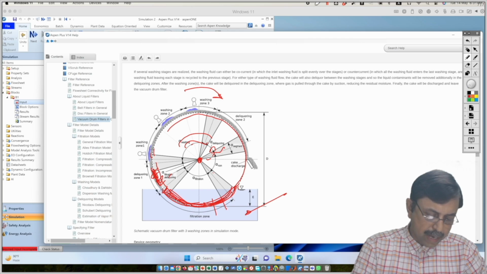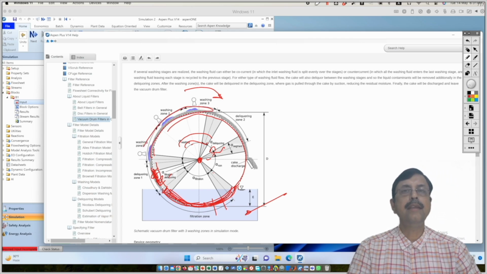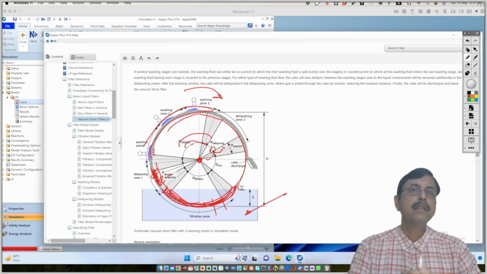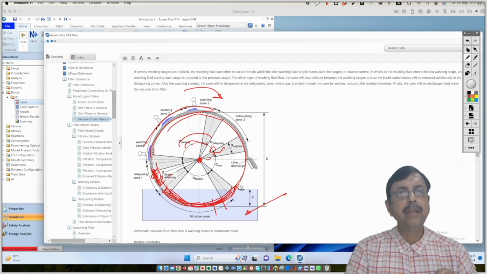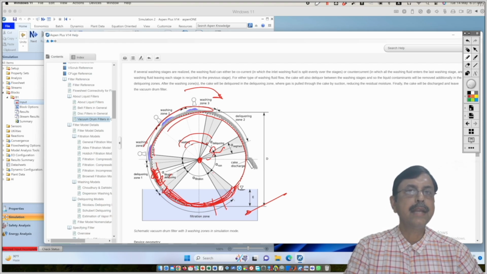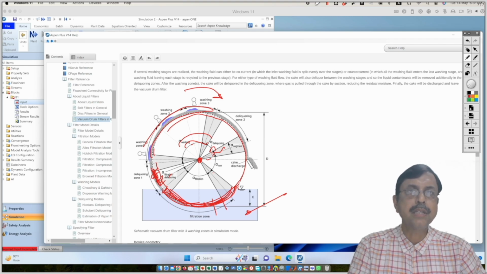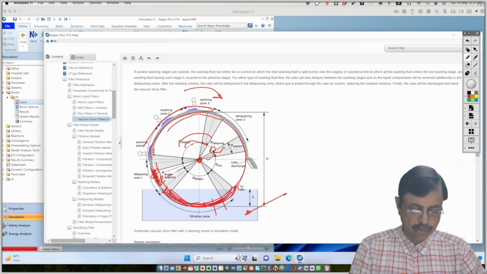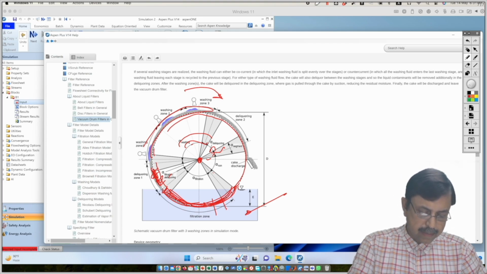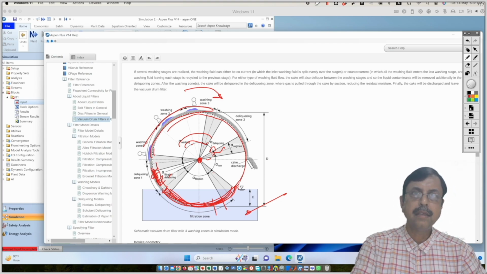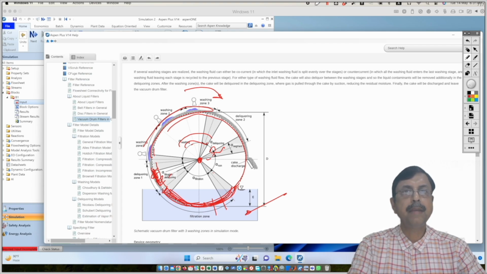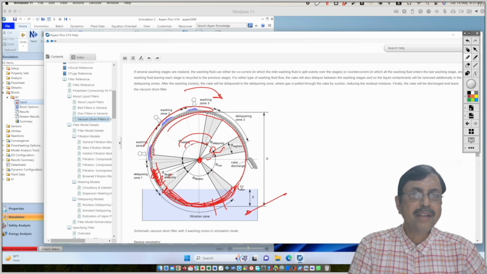Then comes the washing zone. The washing zone is required where an extra amount of liquid is poured onto the cake so that any kind of contamination can be removed. So this is the washing zone. And again, due to washing, the cake will again become wet and moisturized.